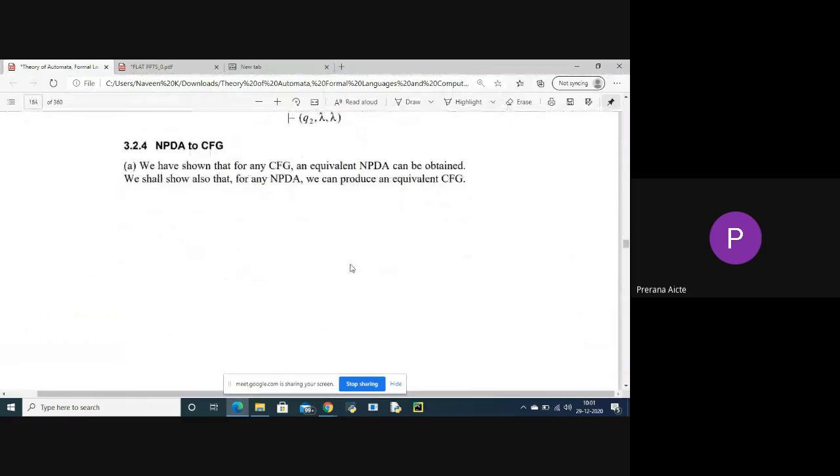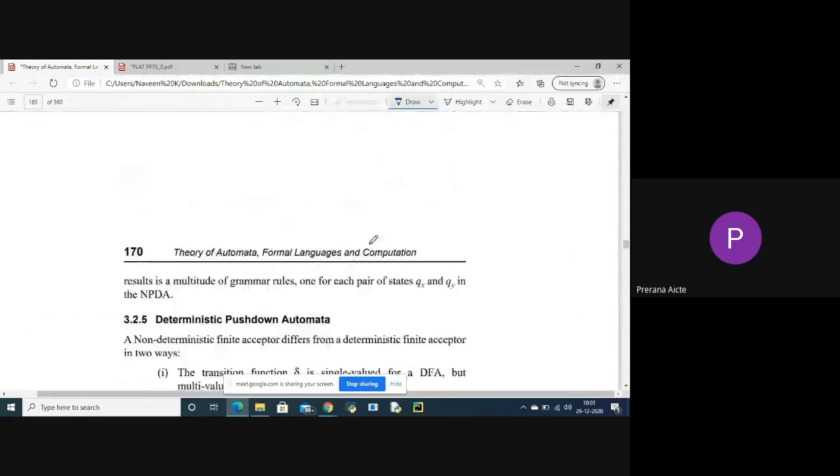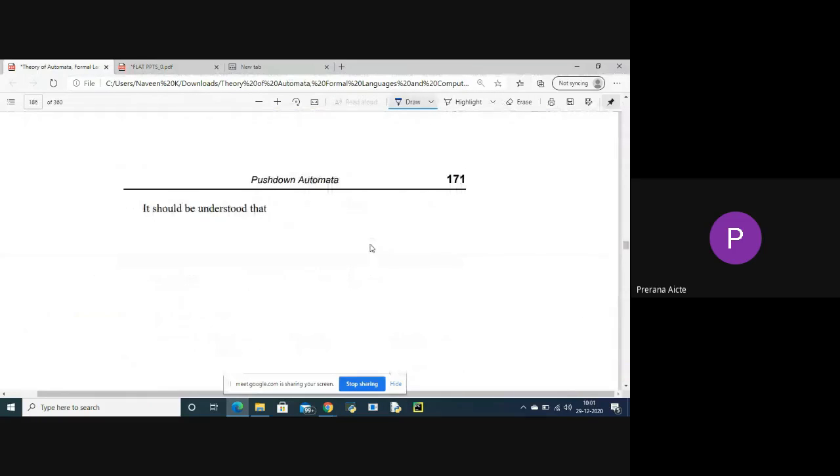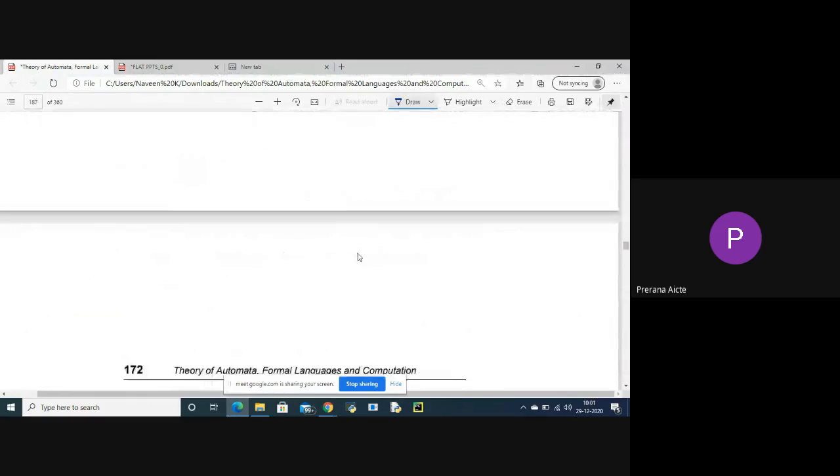Here we will see the conversion of PDA and the conversion of CFG with examples.